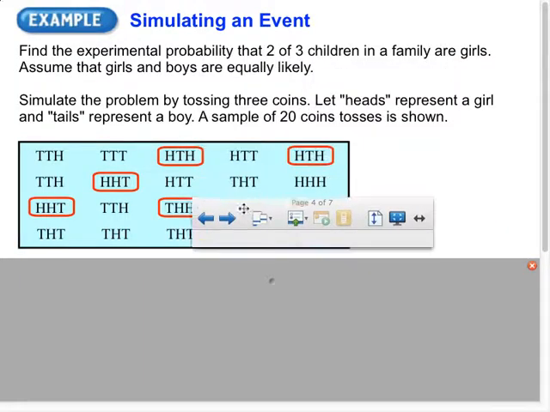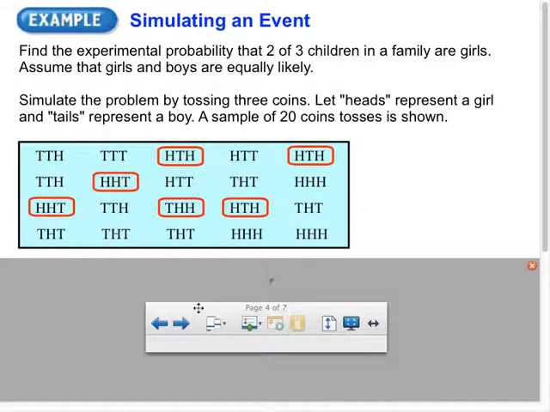All right, a simulation. Let me explain what a simulation is. If you're simulating something, are you really doing that thing? No, a simulation means it's a representation of. You guys understand? So in this problem, we're going to simulate 3 family members. So you have a family. They're going to have 3 children. We're going to assume that it's 50-50, that they can have a boy or a girl.